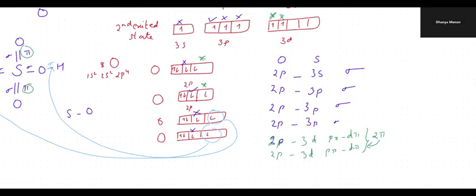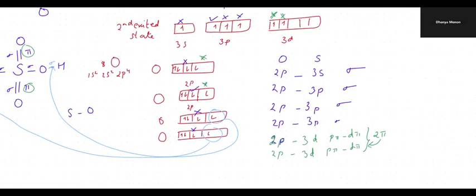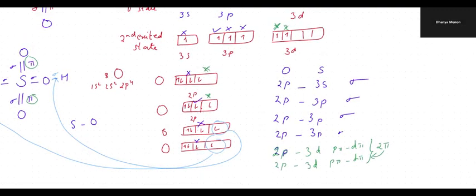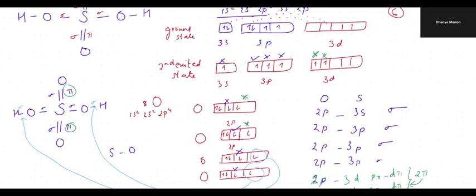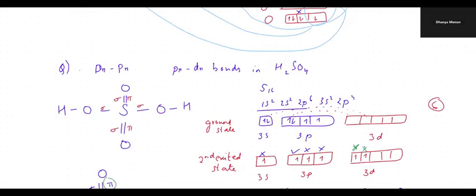Okay, so students, what kind of pi bond is there? P pi, d pi bond. How many in number? 2 in number. So it is p pi, d pi bond, 2 in number.